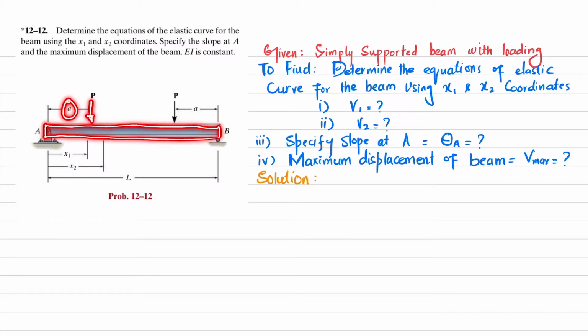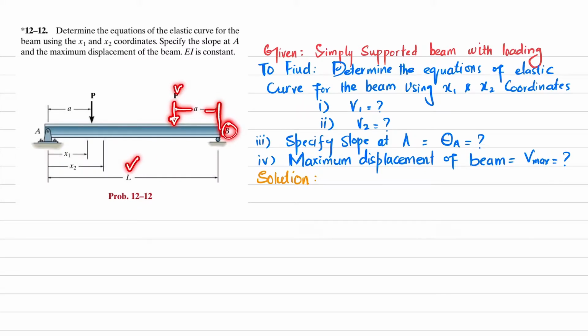P at a distance of A from point A, and there is another point load of P at a distance of A from this end B. The total length of the beam is L.